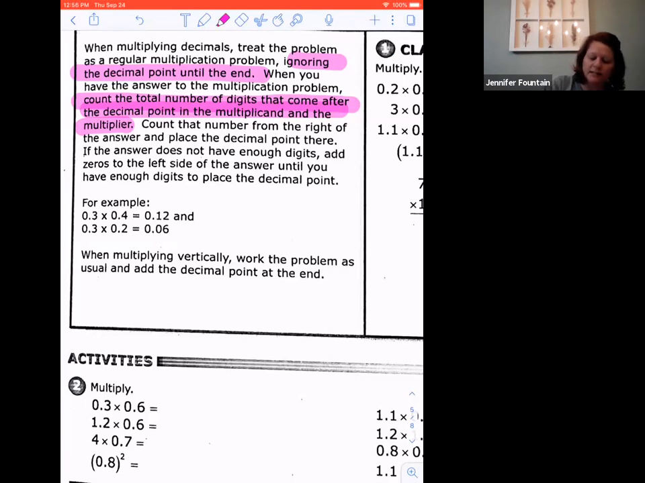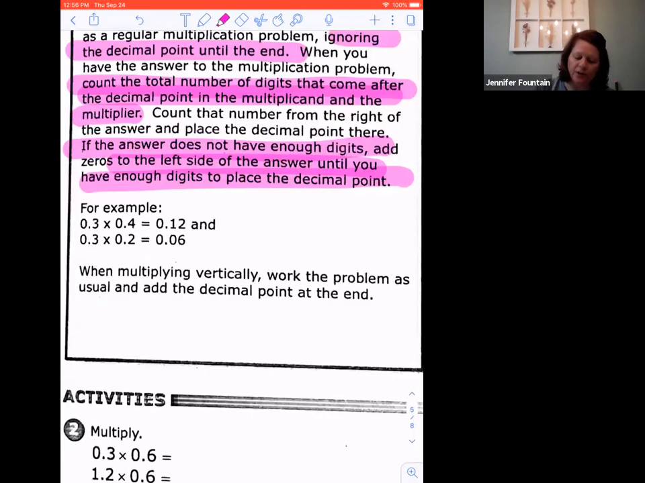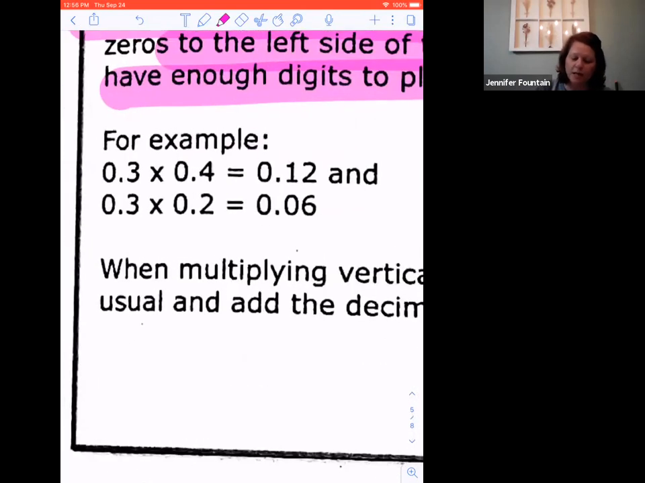Alrighty, and so it says if the answer doesn't have enough digits, you can add zeros until you have enough places if you need to. All right, so when you multiply 0.3 times 0.4, 3 times 4 is 12. And so we can see that I've got 2 decimal places here. So that means I've got 2 decimal places in my answer. 0.3 times 0.2, 3 times 2 is 6. But I've got a decimal place here, 1 here. So that's 2 places. So I have to have 2 decimal places in my answer there.